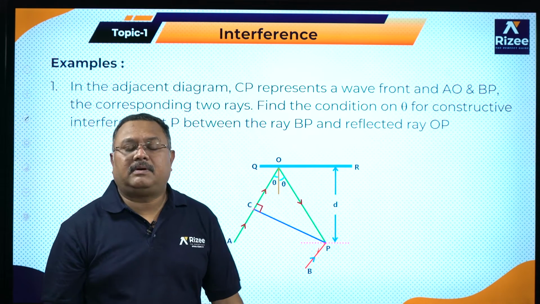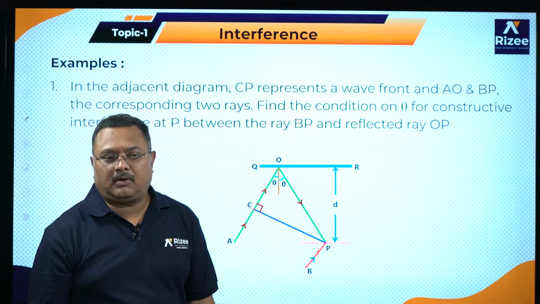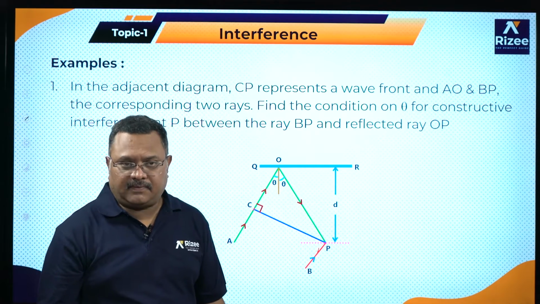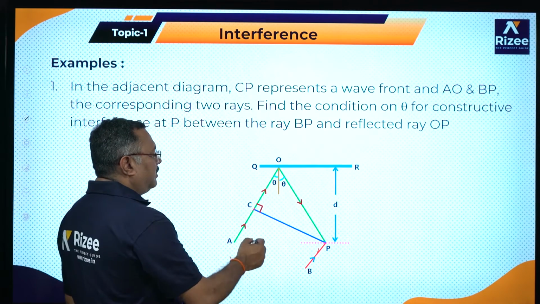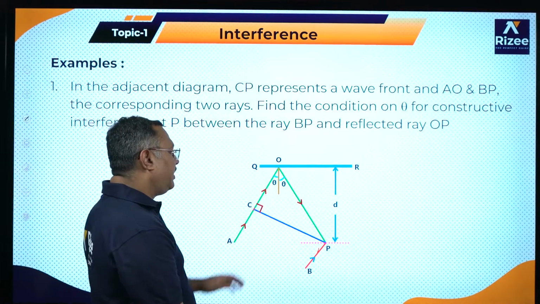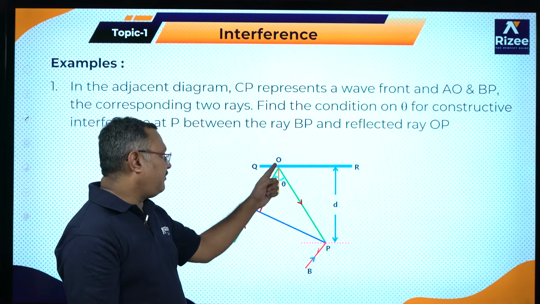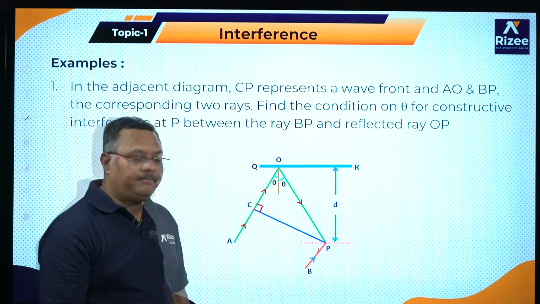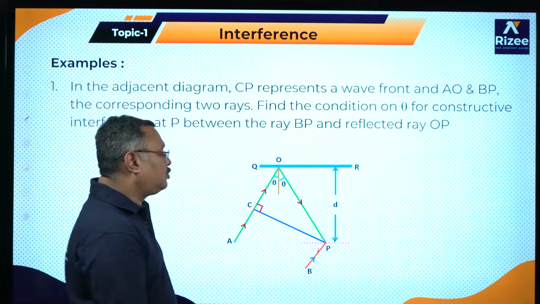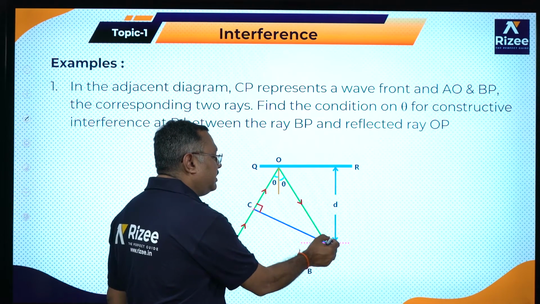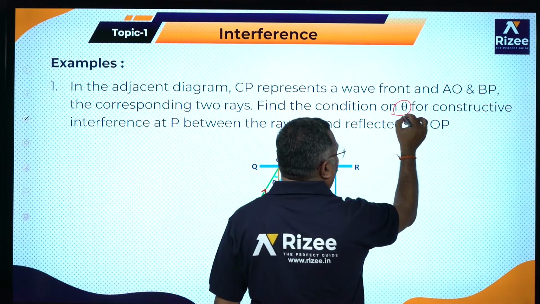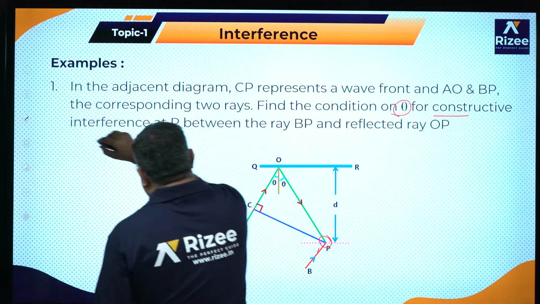Now we'll go through some examples on this topic called interference, as we have discussed the different scenarios in interference. In this example, there are two light rays. One is a light ray ACO falling on a reflecting surface. The light ray reflects from O and reaches the point P. Another light ray travels from B to P. These two light rays interfere at this point, and we are asked to find the value of theta to obtain the constructive interference pattern.